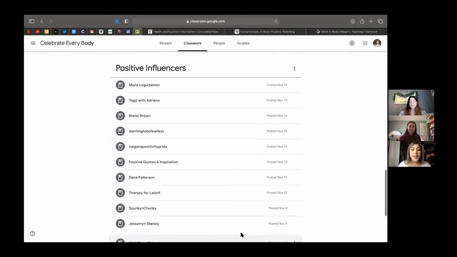Celebrate Everybody is really a never-ending project. We are constantly adding resources. Anyone can add resources, and it's really meant to be never-ending and support body positivity.